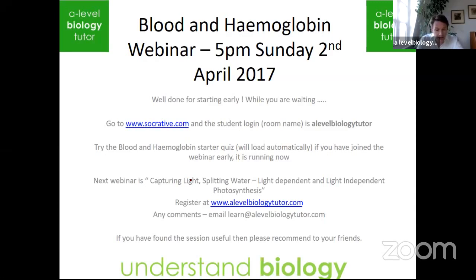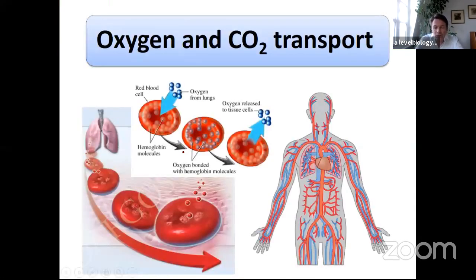Okay, so let's make a start. We're looking at the carriage of oxygen and the carriage of carbon dioxide. Oxygen diffuses in the lungs, joins with hemoglobin, and then diffuses out into the tissues, where most importantly it is turned into water, where it combines with hydrogen ions and electrons at the end of the electron transport chain.